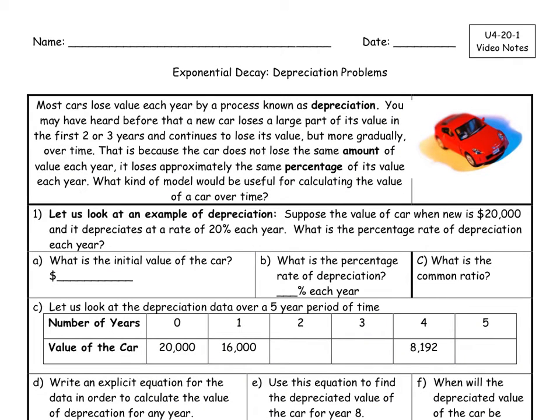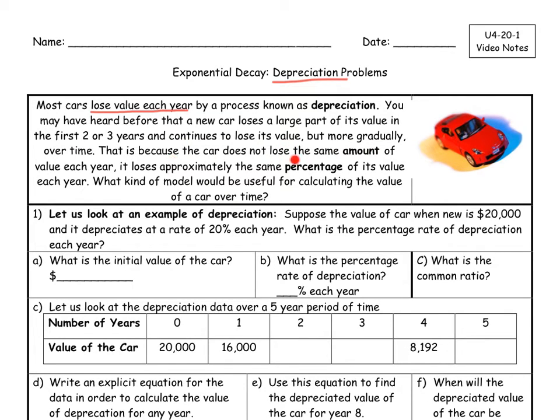Okay, so what does depreciation mean? Depreciation means to lose value each year. Cars lose value, sometimes homes lose value. If you buy electronics, they depreciate, they lose value. So you may have heard that a new car loses a large part of its value in the first 2 to 3 years and continues to lose its value, but more gradually over time.